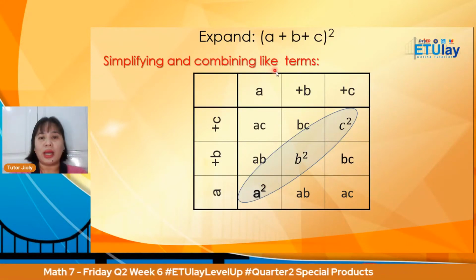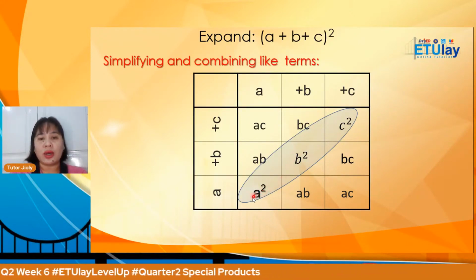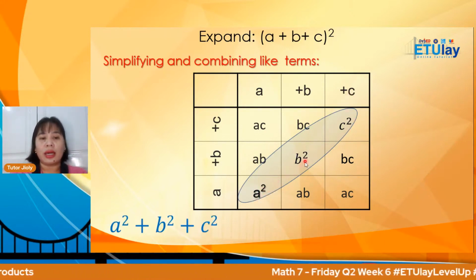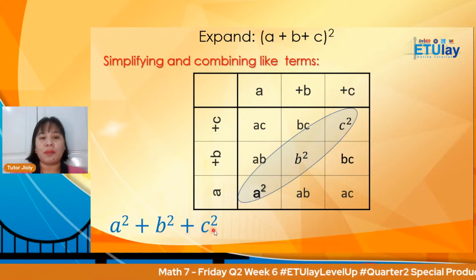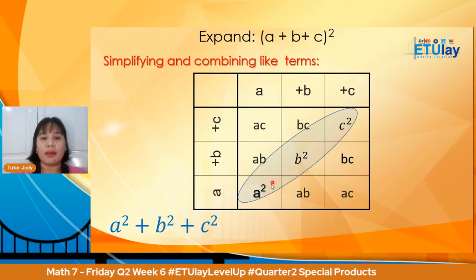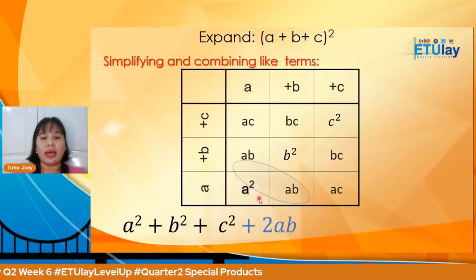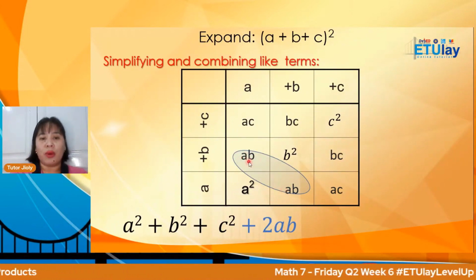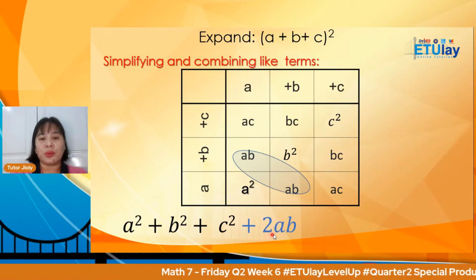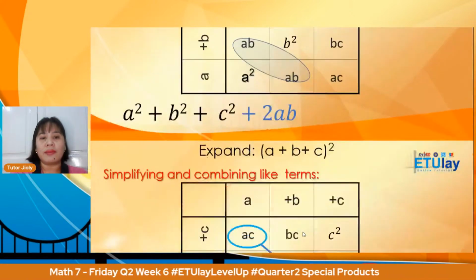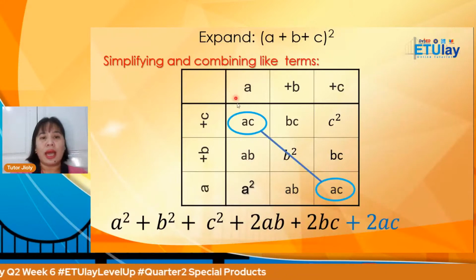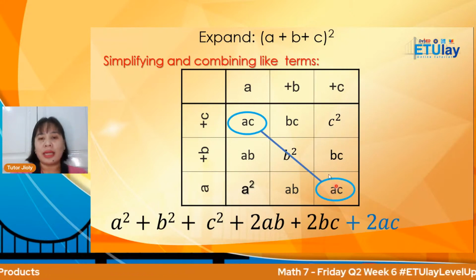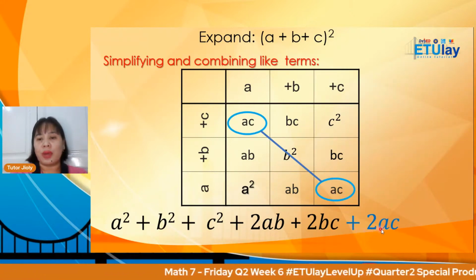Okay? Iko-combine na natin yung like terms. So ito yun. Okay? So una natin, isimplify natin yung squared. So we have A squared plus B squared plus C squared. Yan po sila. Then after that, we have another one, AB, AB. So we have 1AB, 1AB, that is plus 2AB. Then the last one is AC. Combining like terms pa rin tayo ha. So plus, dahil dalawa yan, so we have plus 2AC.